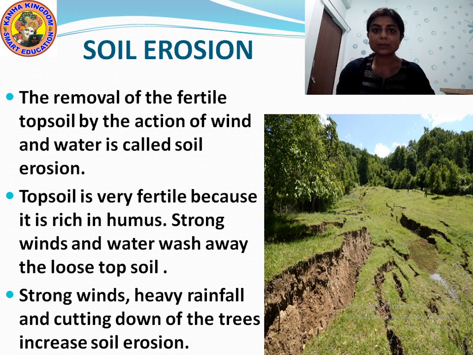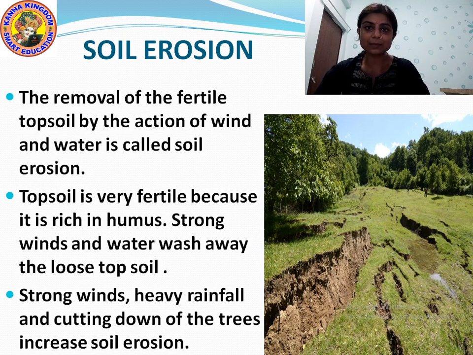It is rich in humus. Means what is humus? Humus is the dead remains of plants and animals which get mixed with the soil, making the soil very fertile. It is actually a kind of manure to the soil, which is very essential for the plants to grow in the soil. Understood? The dead remains of plants and animals get mixed up with the soil to form humus.